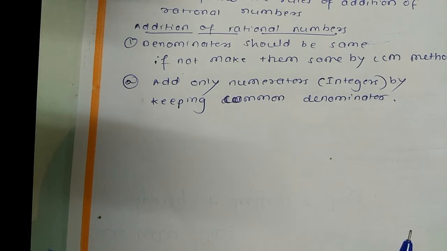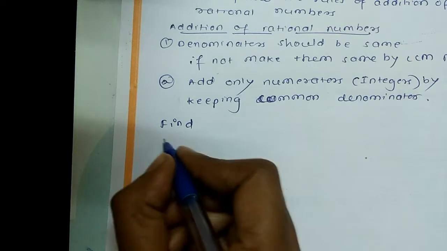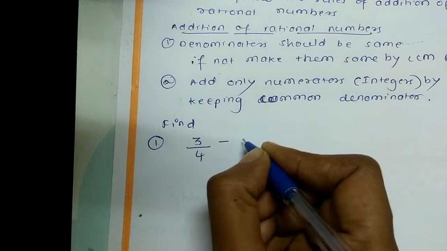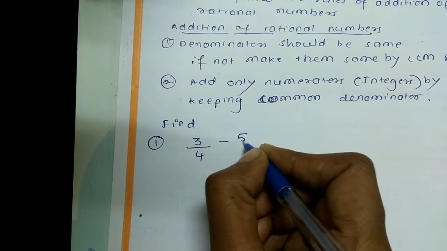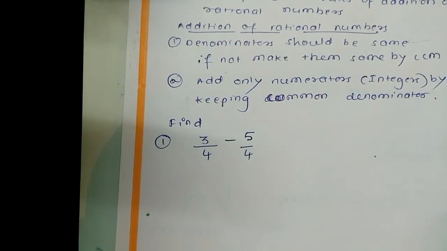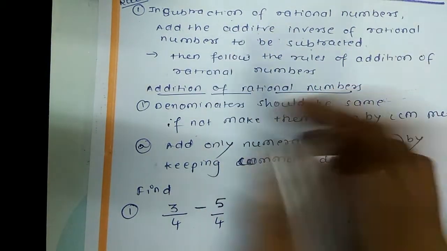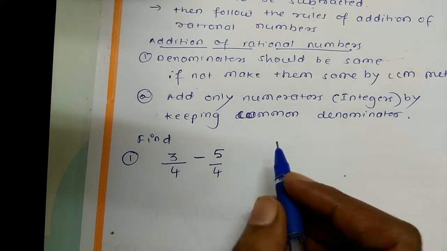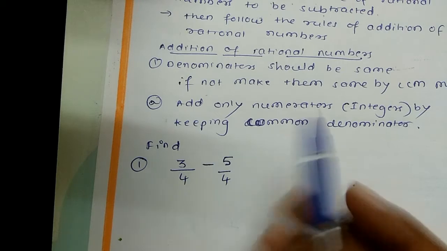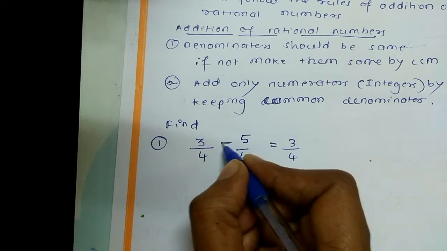Let us take one example. Find 3 by 4 minus 5 by 4. This is a very simple example as the denominators are the same. First of all, we have to add the additive inverse of the rational number to be subtracted. So this number you have to subtract from this. First rational number keep as it is, then add. Instead of subtraction we have to add.